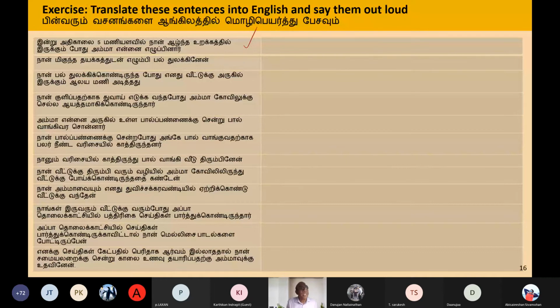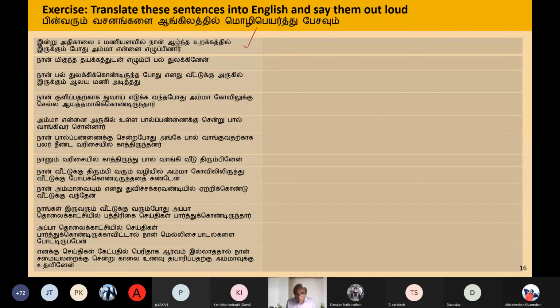Abhisaisan, Dhanujan, Karthikeyan, do you understand this? Yes, sir. Okay, who else is there? I only have three people now: Karthikeyan, Dhanujan, Abhisaisan. Seven people's mics are enabled. Others have gone, is it? Okay, fine. So next one.